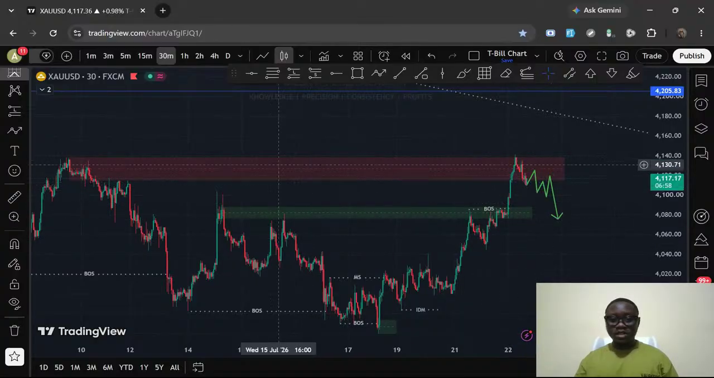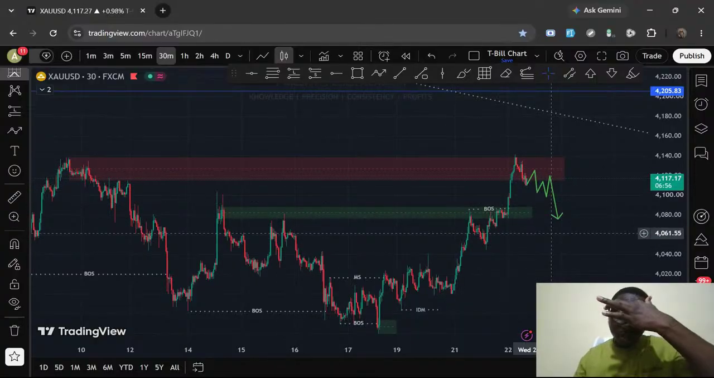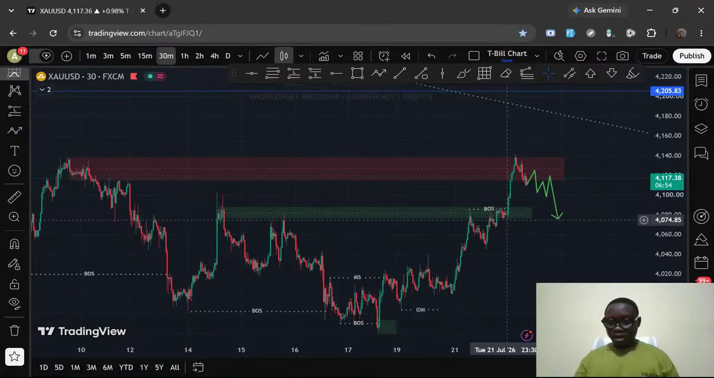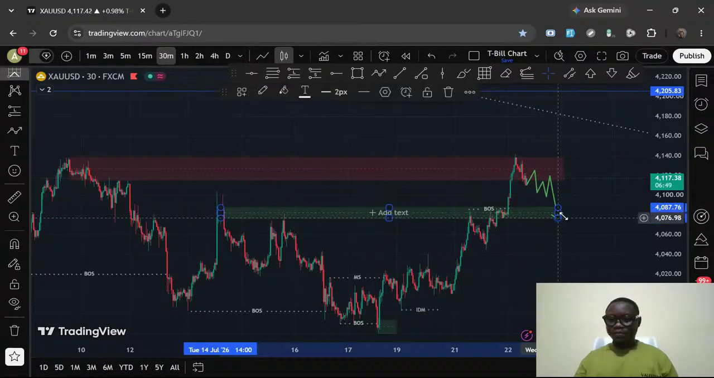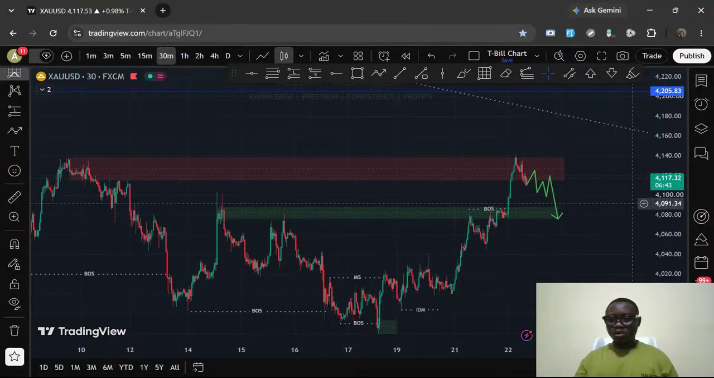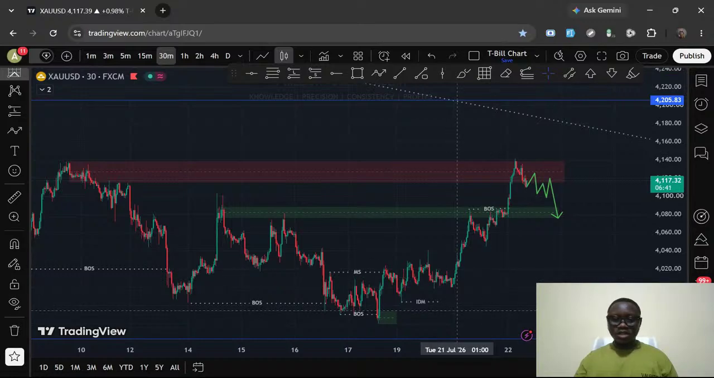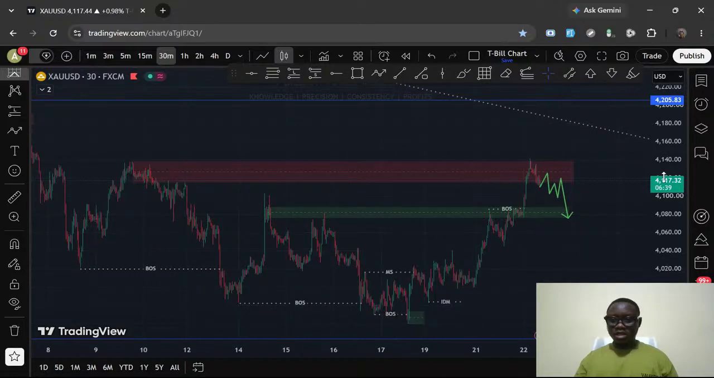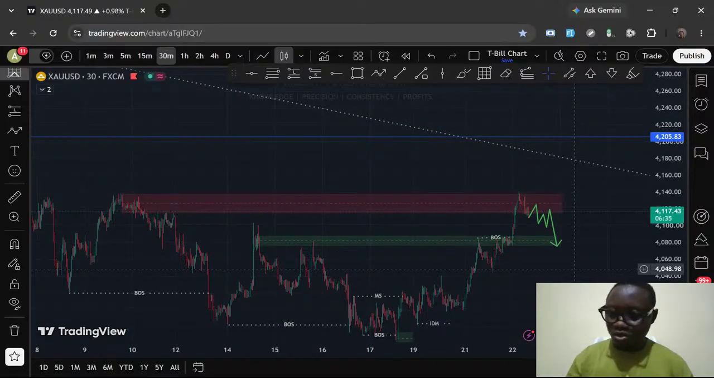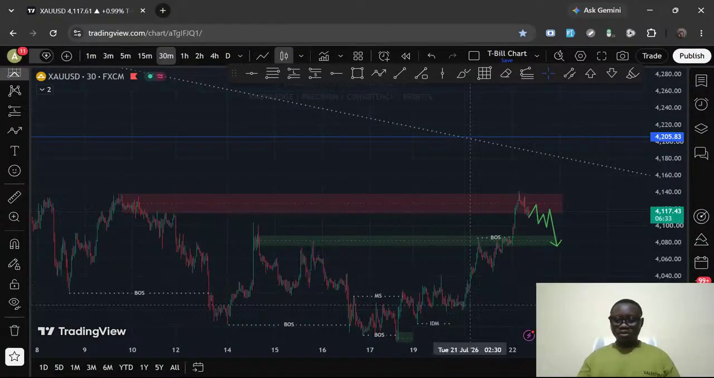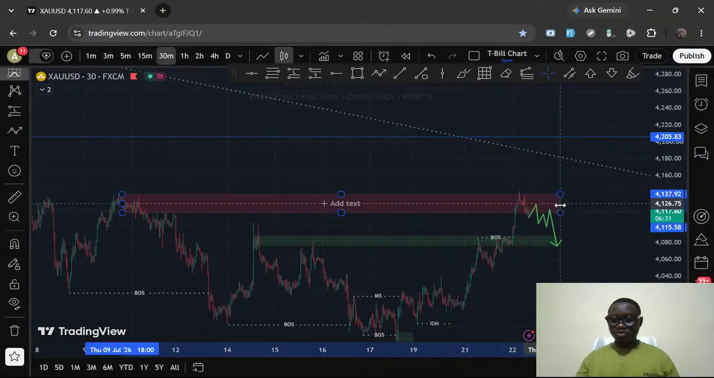If I get a reversal pattern at this zone, then I'll take a sell trade. Probably exit at this point right here. If I do not, then I'll just wait for gold to give me more weak structures to the upside, and probably take out this trend line and retest it. Then I would consider buying gold. Okay, for now, this is what I'm seeing on gold.